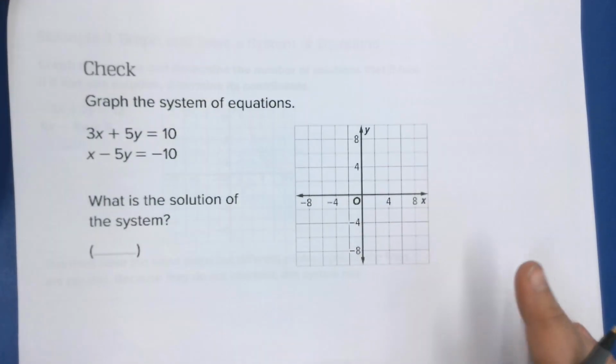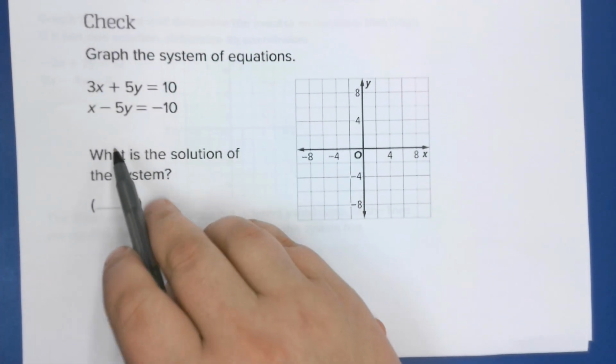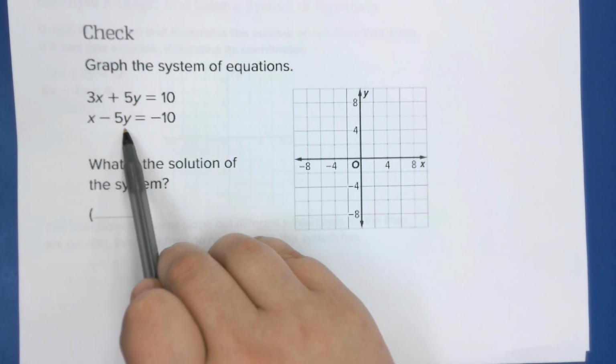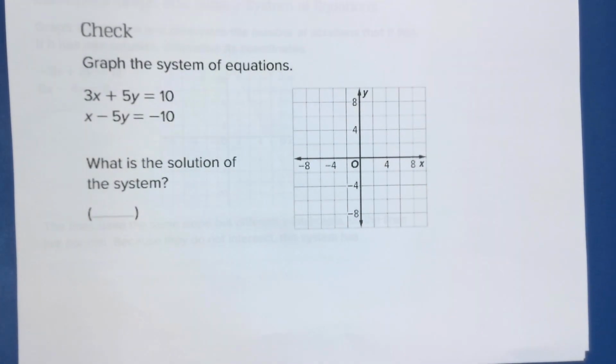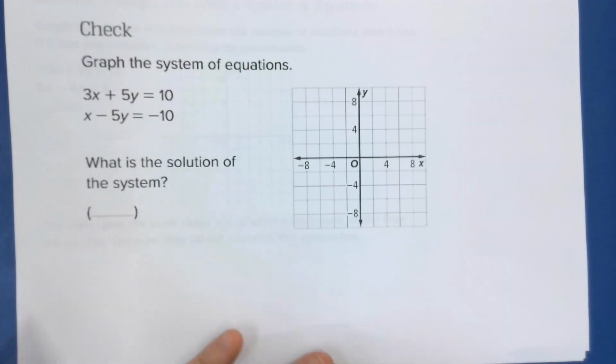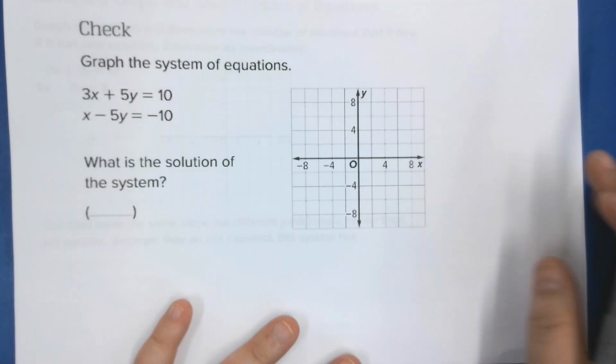You're going to now try a check on your own. Notice that they did not make it easy on you this time. You must get y by itself first, set them both up into slope-intercept form in order to graph. So go ahead and pause the video now and work out this check and come back and check your answers.